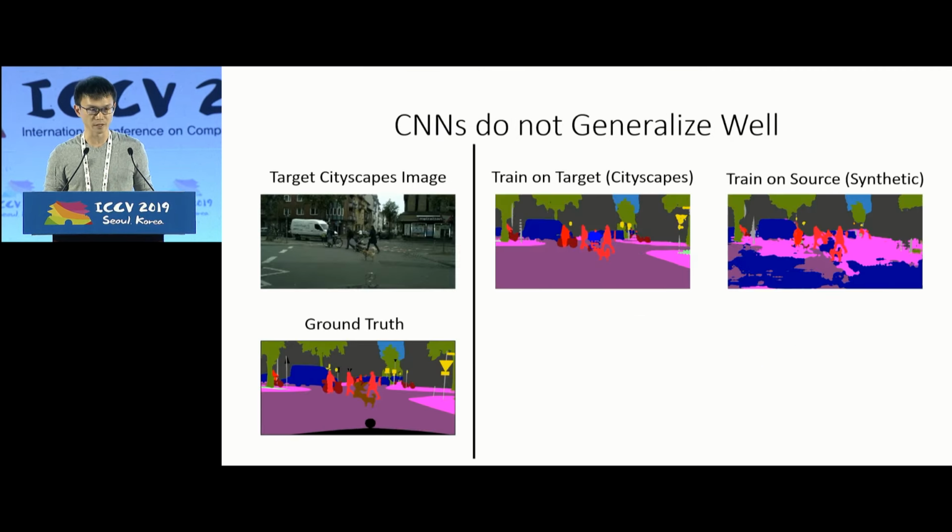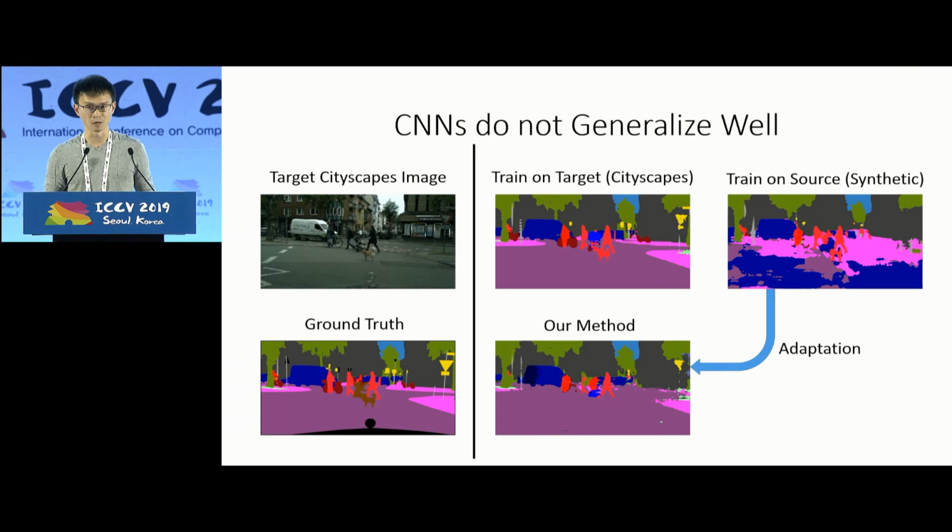Unfortunately, in practice, deep neural networks cannot generalize well. If we train a model only using the synthetic data, the results are poor compared to the model directly training on the labeled target. This is because the gap is usually large across domains. Through our adaptation method, we are able to generate better results.